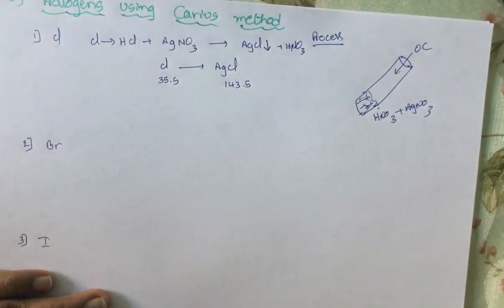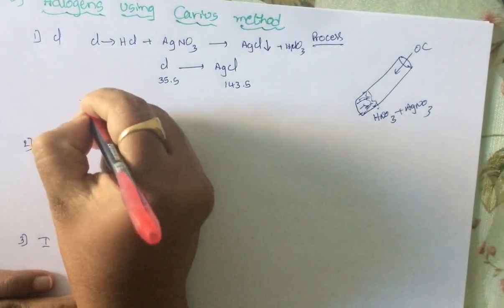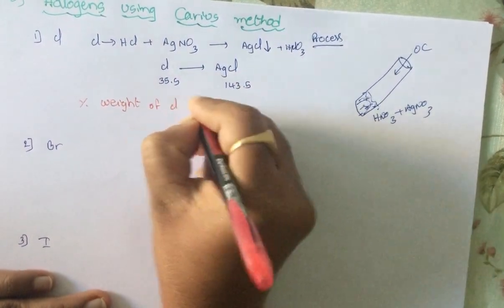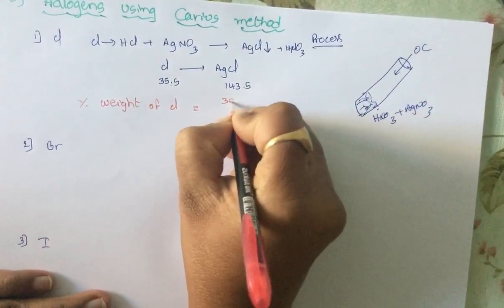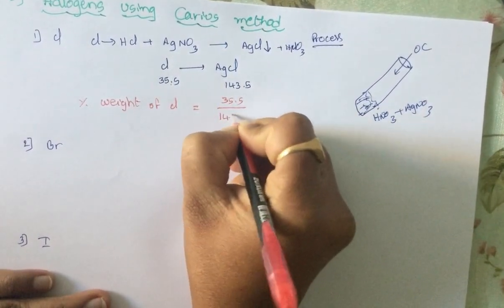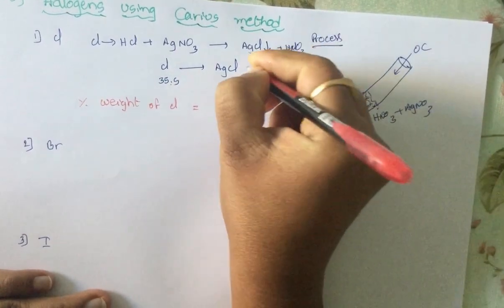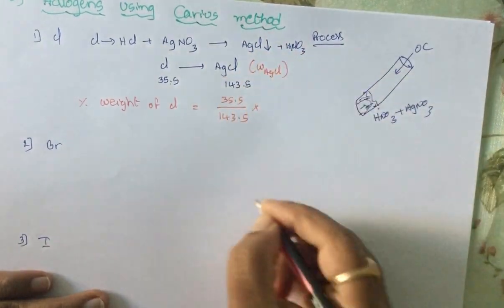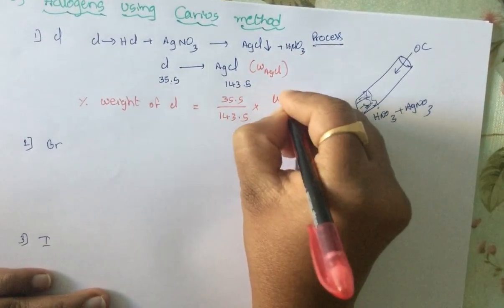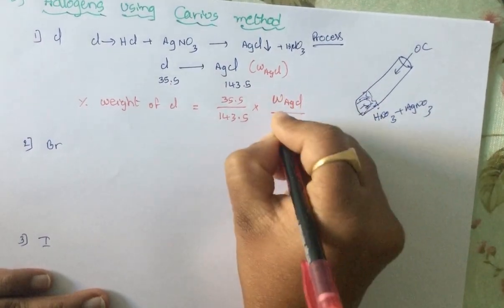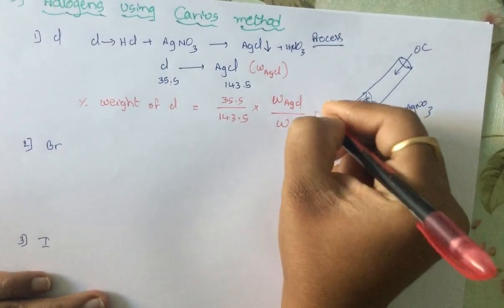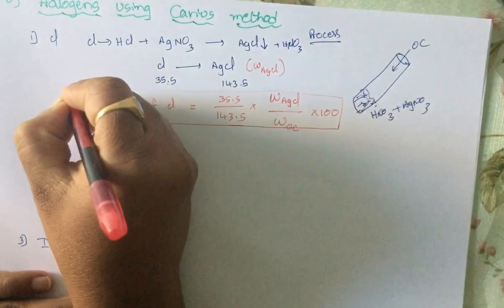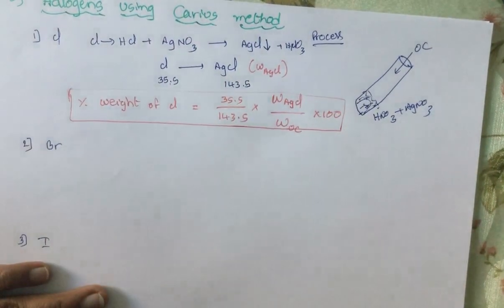Now, how to find the percentage weight of chlorine? Percentage weight of chlorine is equal to 35.5 divided by 143.5 multiplied by the weight of silver chloride, which can be calculated because it is a precipitate. You can filter it off, dry it and weigh it. Divide by the weight of the organic compound that you took initially, multiplied by 100. This is the formula that we use for the determination of chlorine.